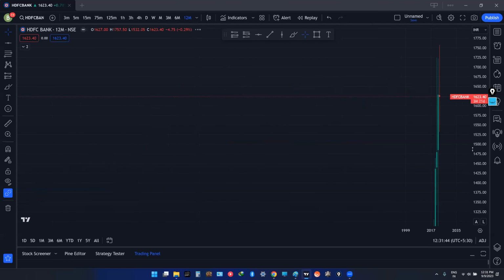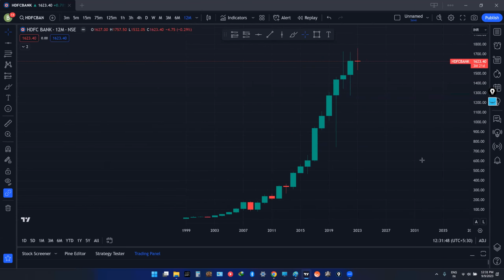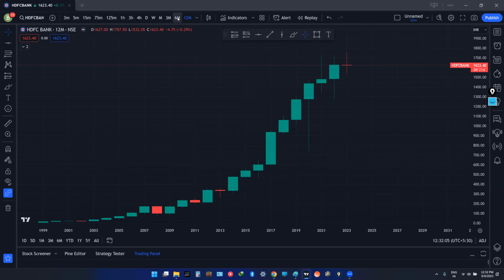and if I go to the yearly chart, every candle is one year. So you see, HDFC has been in a very, very big uptrend always. This was the COVID period. Still it recovered, I guess. No, this is not the COVID. Yeah, 2020 was the COVID period. So it has been in an uptrend.